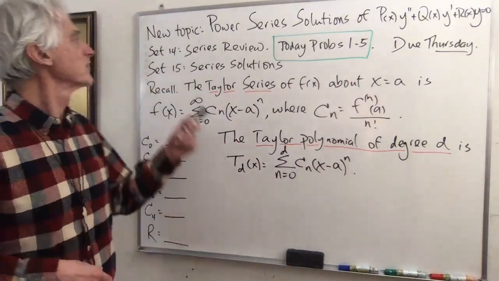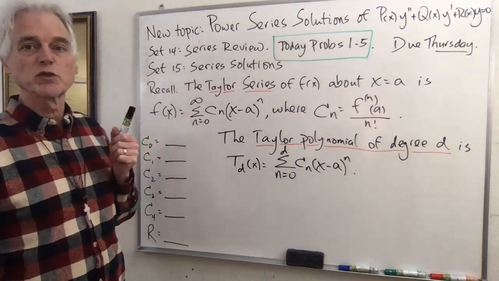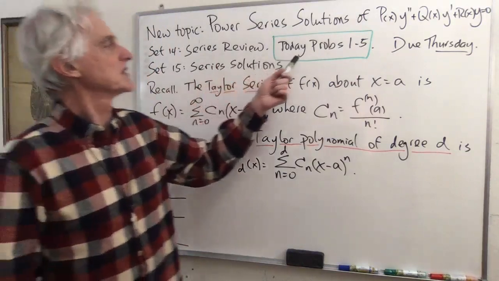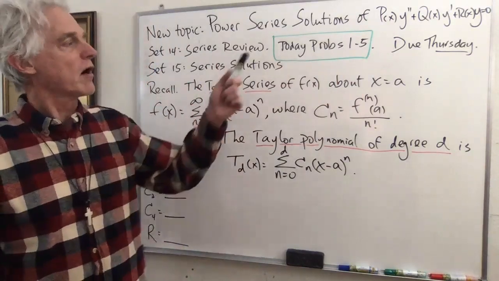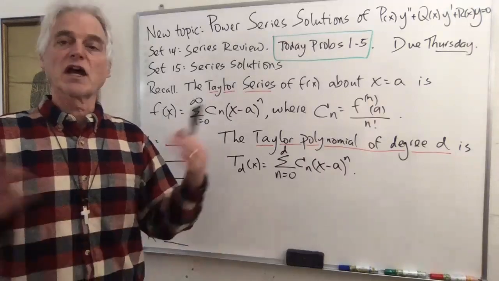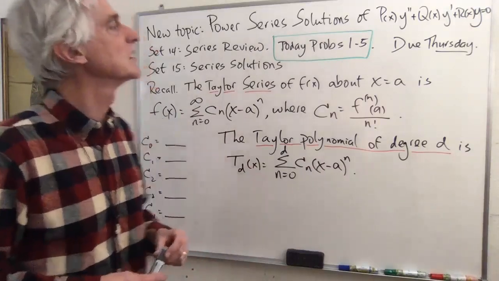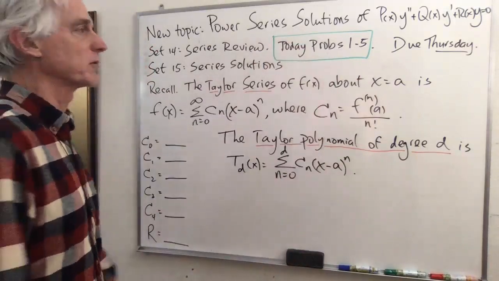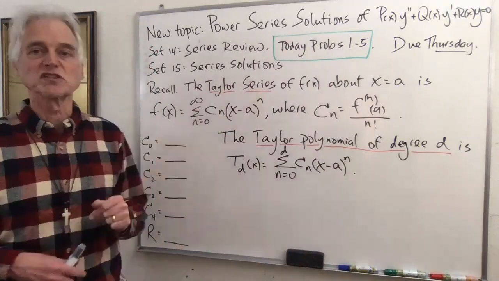All right, so we have two sets in this topic. Set 14 is a review of series, power series, and Taylor series. Today I'm going to talk about problems 1 through 5 in that set, and it's due on Thursday night. It's kind of non-standard for our class, but we're not really tied to our Tuesday, Thursday class anymore. We're totally asynchronous. So this is about half the week. We had one due on Monday, the next one's due on Thursday. Then the next set after that, we'll get to the series solutions proper.